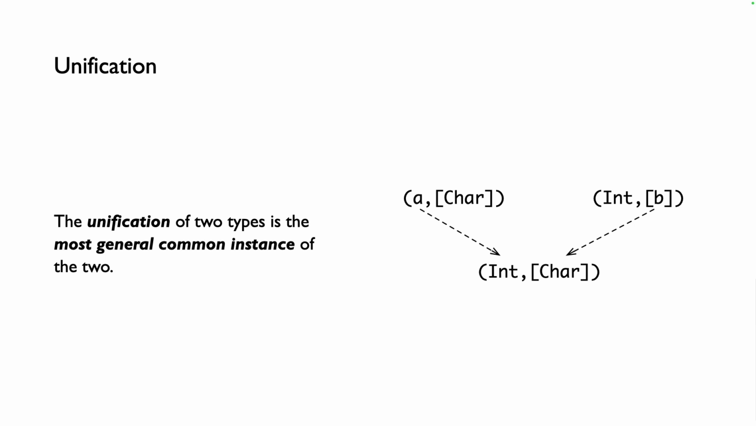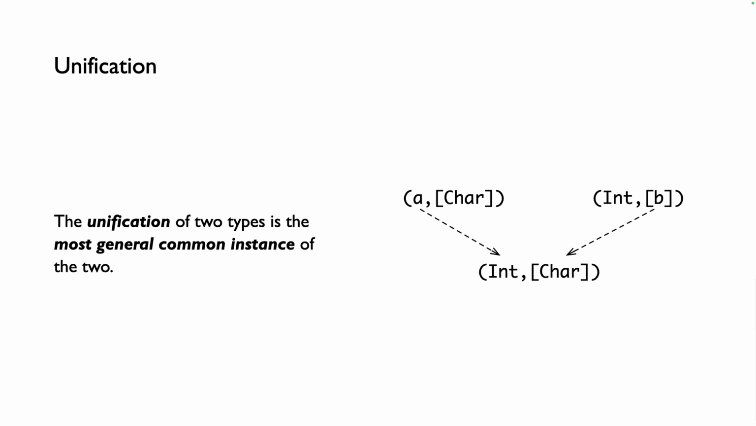the two. So if you look at this example here, we have a type, a pair A paired with list of char. We have a type int paired with list of B. So in order to get a common instance of that, we're going to have to get a common instance of A and int. So A has to become int. And we also have to get a common instance of list of char and list of B. So B is going to have to become char. So if we substitute int for A and char for B, we get this common instance, int paired with list of char. So that's the unification of those two types.